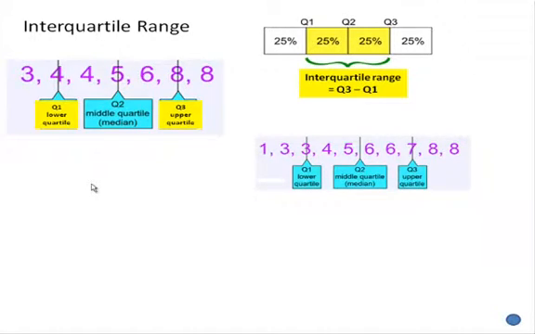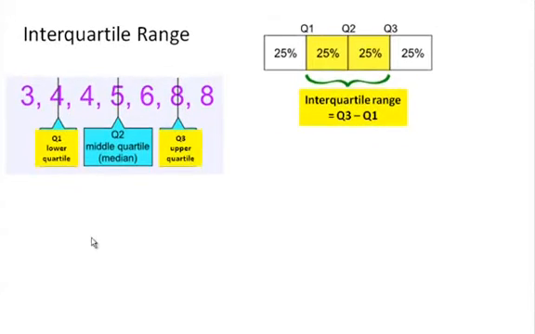Sometimes when you look at your data, you will have data where the middle point or the quartiles fall between 2 values, in which case you average those 2 values. So in this case, the middle quartile would be 5.5.